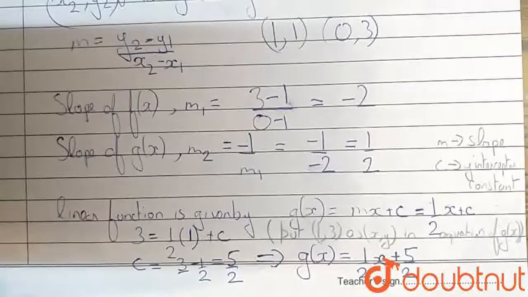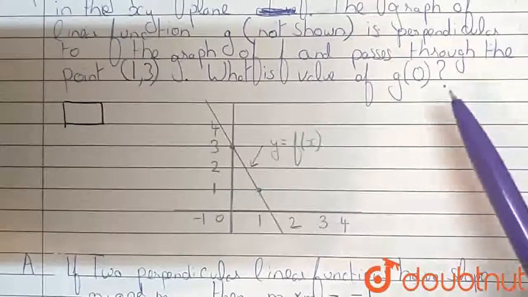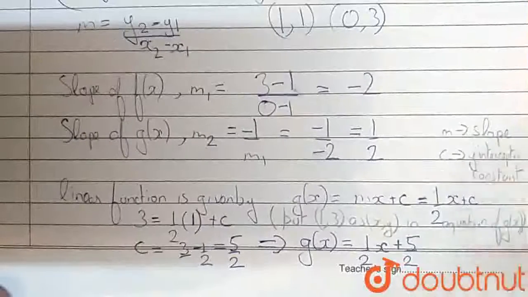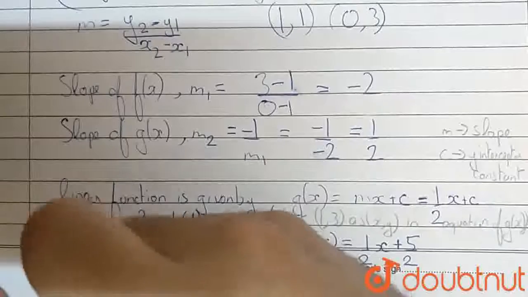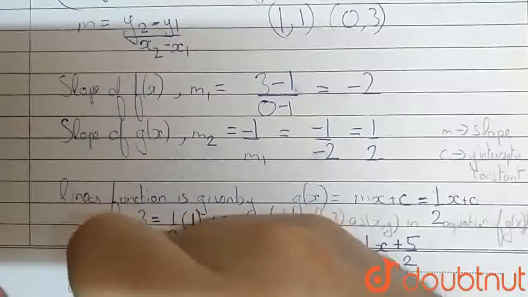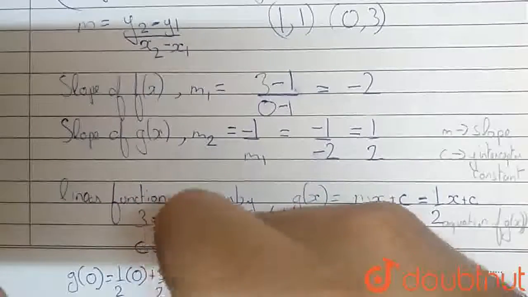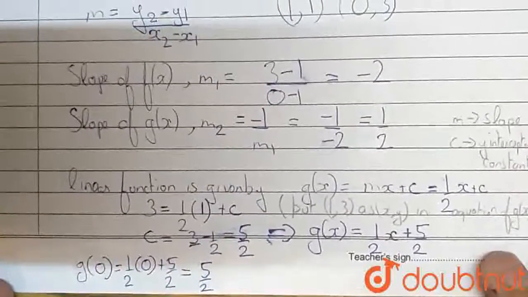Now once we have the function g(x), what we need to do is find the value of g(0). Now g(0) is nothing but the value of g(x) at the point x equal to 0. Hence, in this we will put x is equal to 0. So g(0) is equal to half into 0 plus 5 by 2, and hence we get 5 by 2. So this is our answer, 5 by 2.